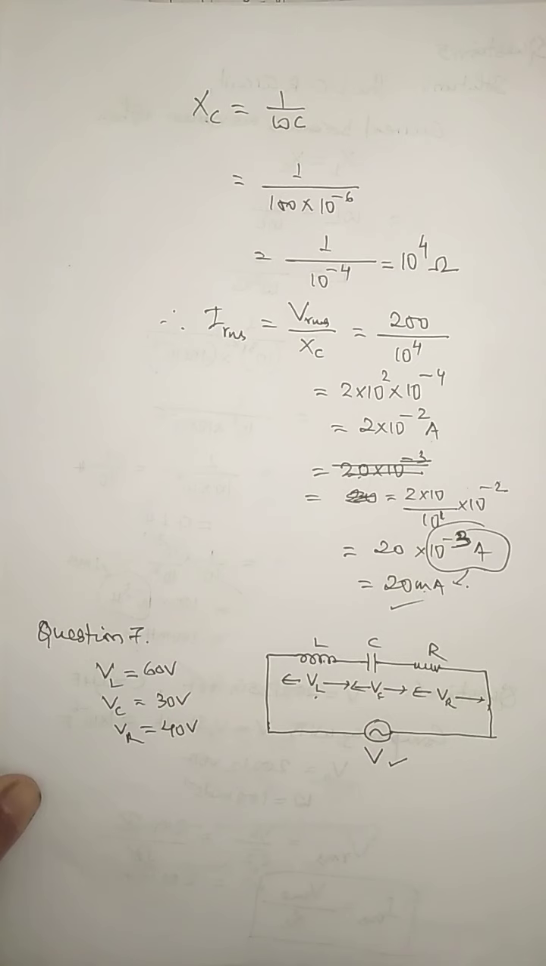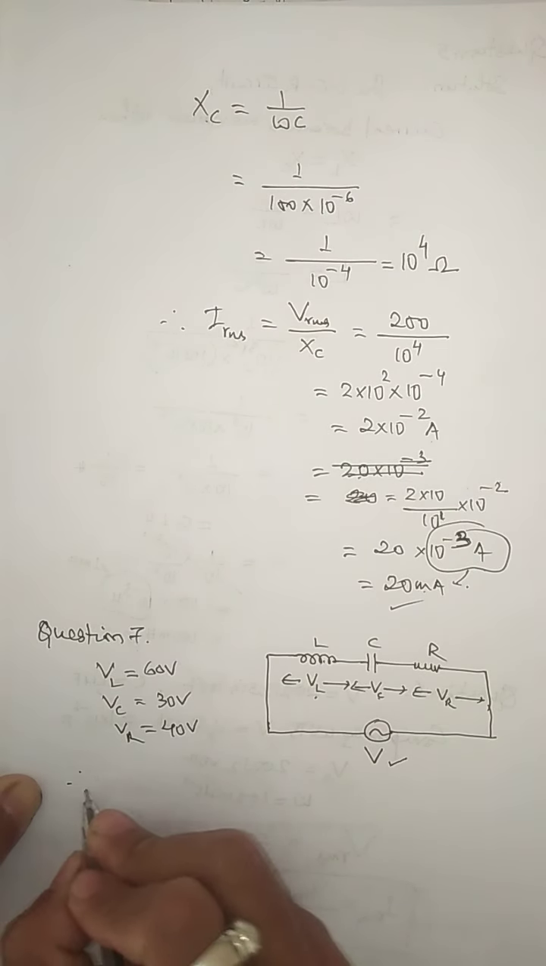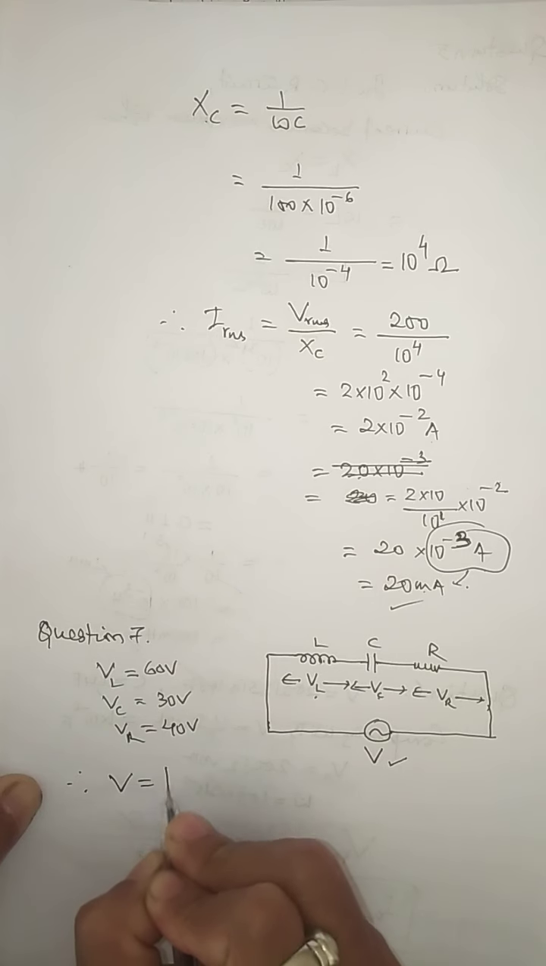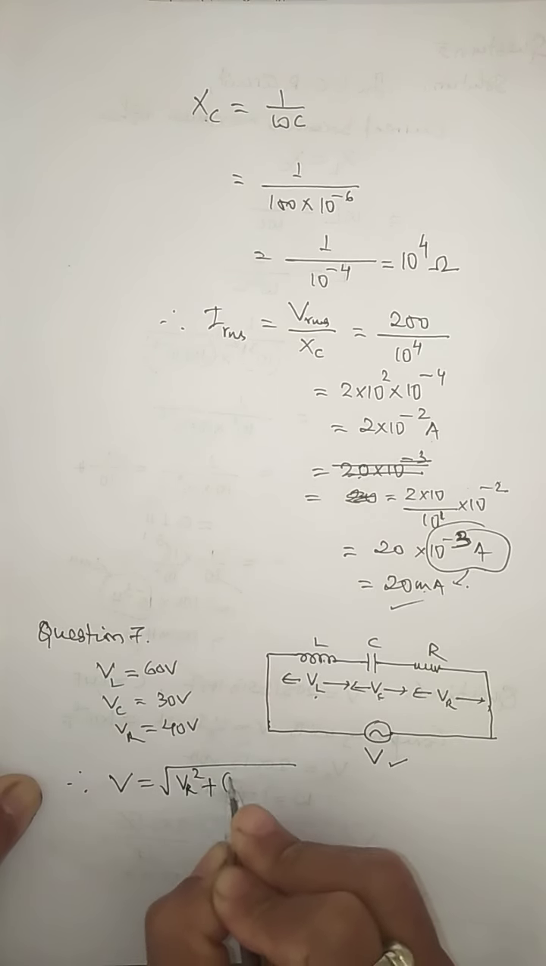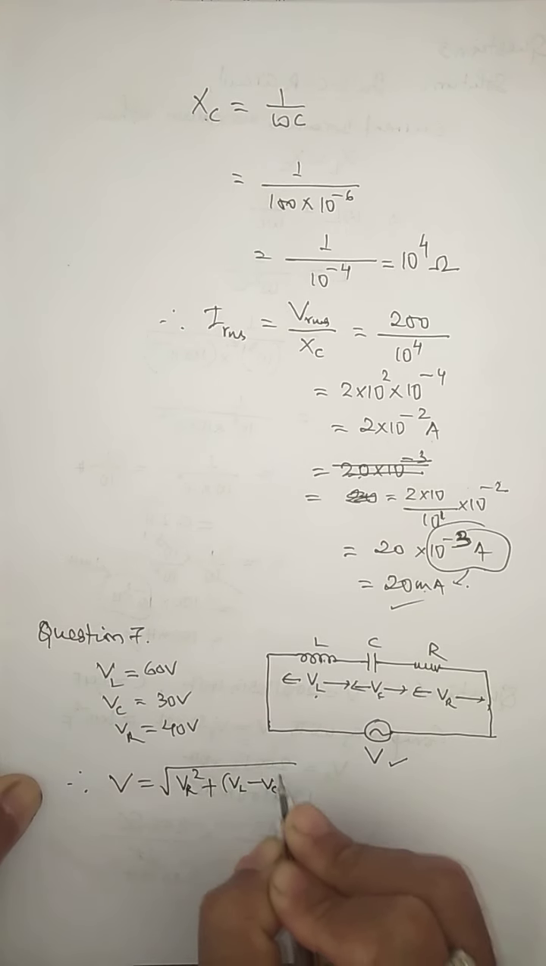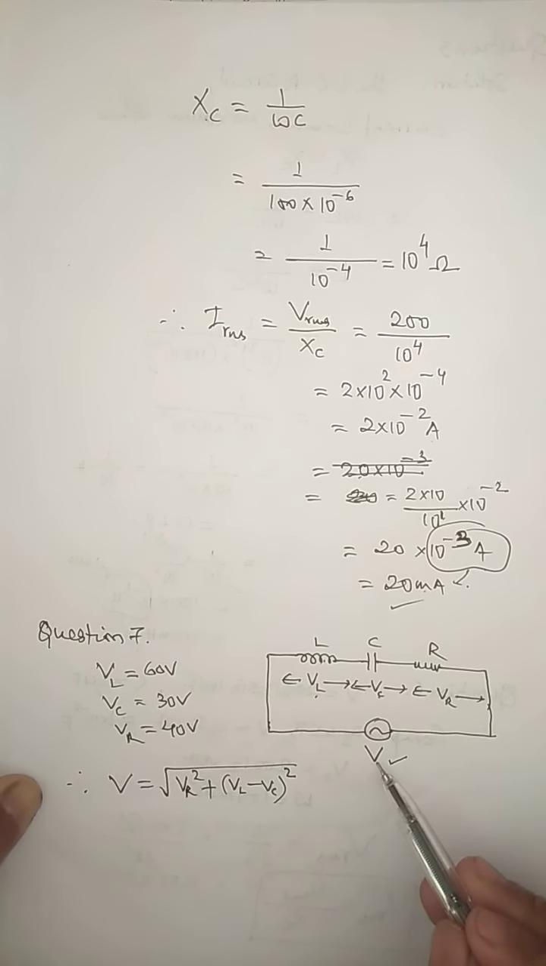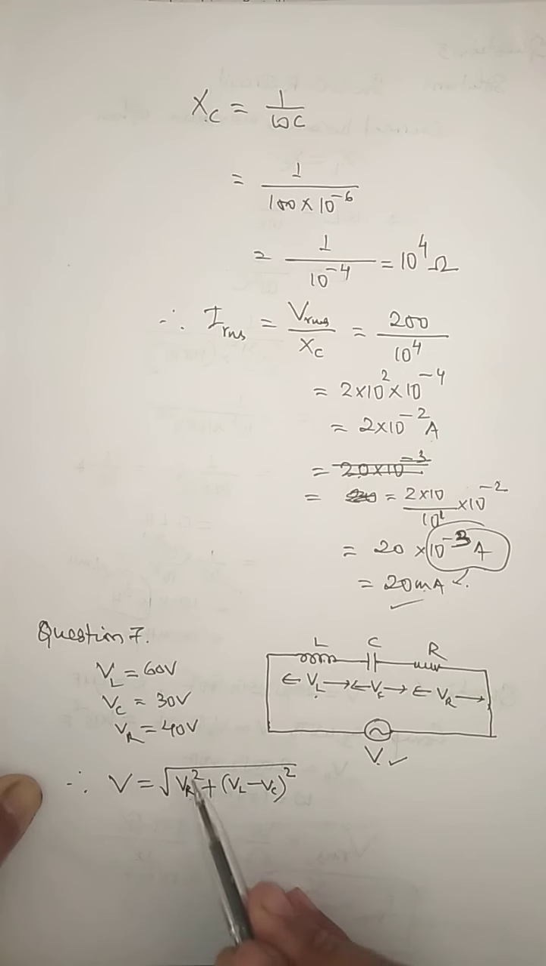So how to calculate the supply voltage? There is a direct formula for this. The formula is the supply voltage V equals the square root of VR square plus VL minus VC whole square. So remember this formula. V equals the square root of VR square plus VL minus VC whole square. So let's substitute the values and calculate.